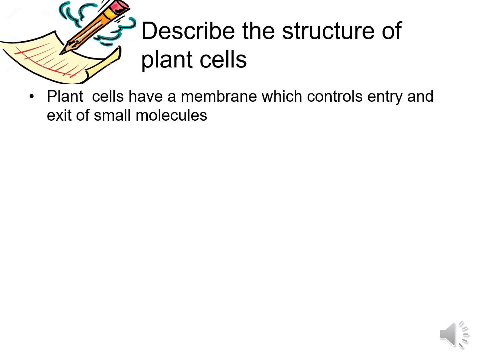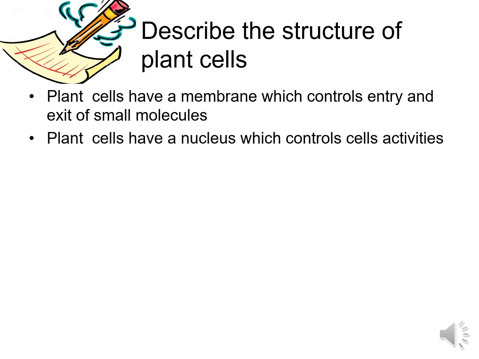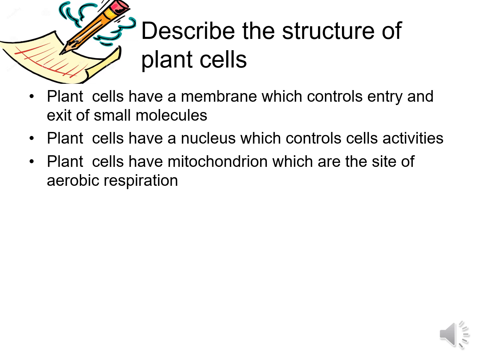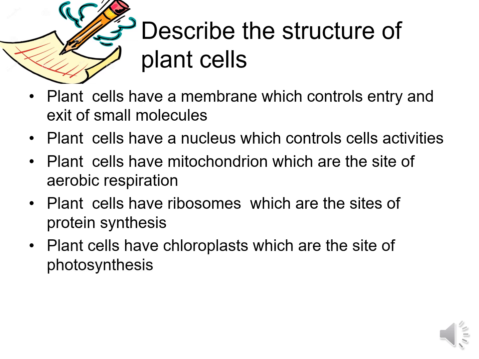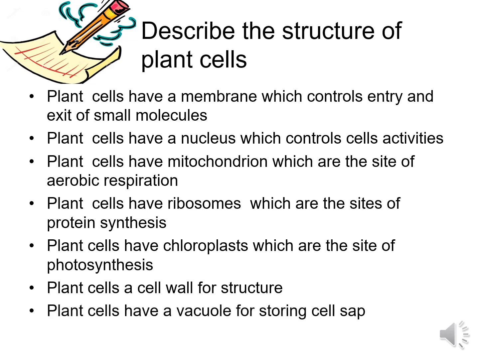So what you might have is plant cells also have a membrane which controls entry and exit of small molecules. They have a nucleus to control cells' activities. They have mitochondria, the site of energy production, ribosomes, site of protein synthesis, but they have three additional features. So you might have got chloroplasts, which makes them producers. They produce their own food by photosynthesis, cell wall for support and structure, and a vacuole for storing cell sap.